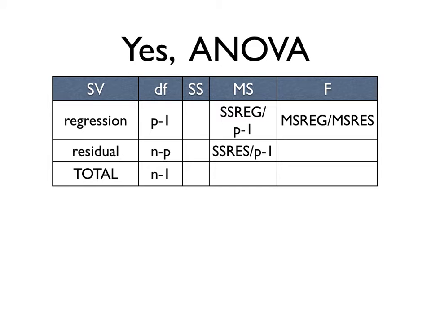Where should it be n minus p? Sum of squares residual over n minus p. I don't know if that's just a mistake. Fix that.